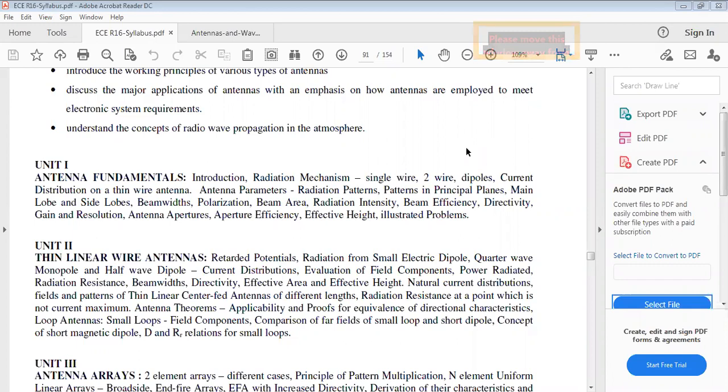So in the last class, you learned what the retarded potentials are and the expression for them. Already you see mu by 4 pi integral of rho of r comma t minus r by v, divided by r.